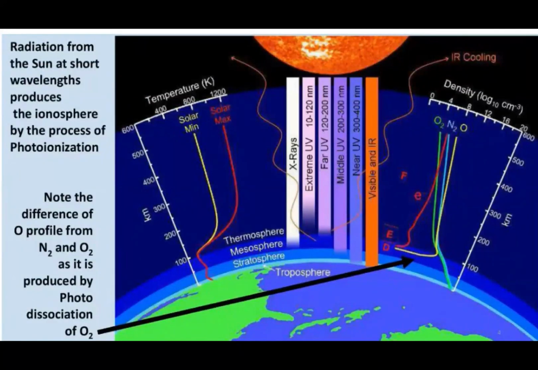Now, this graph also shows what is called the infrared cooling. So some of the atmospheric constituents radiate in the infrared and thereby lead to cooling of the atmosphere. Whenever radiation is absorbed, that region gets heated up, and when it is radiated out, that leads to cooling.